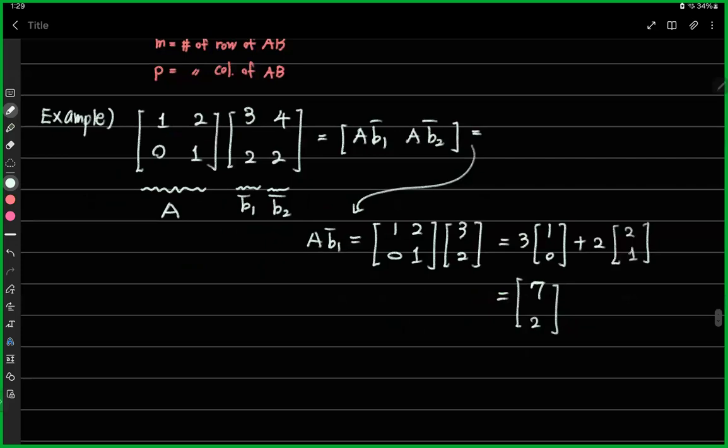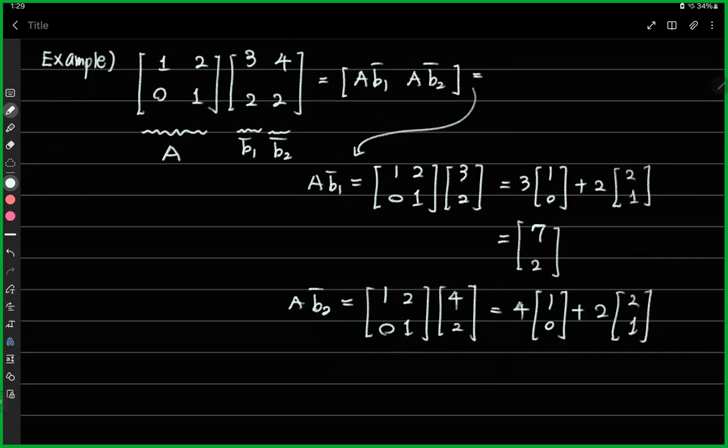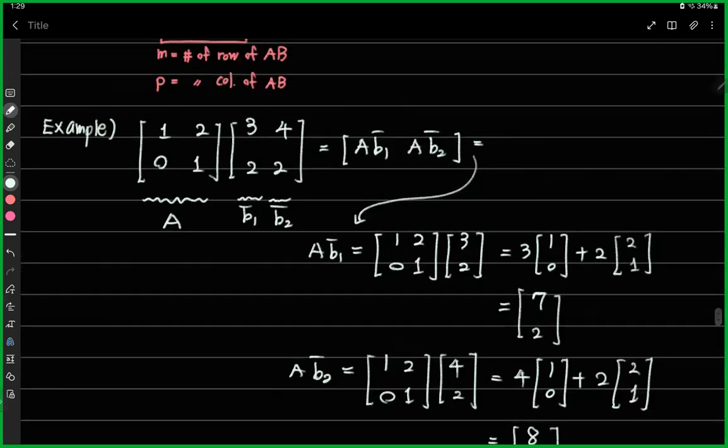Now, AB2 bar, similarly, we can do that. This is the matrix 1, 2, 0, 1 times 4, 2. It's going to be 4 times 1, 0, plus 2 times 2, 1, and this is equal to 8 and 2. So this is the first column of the matrix AB, and this is the second column of matrix AB. By the way, this is 2 by 2.